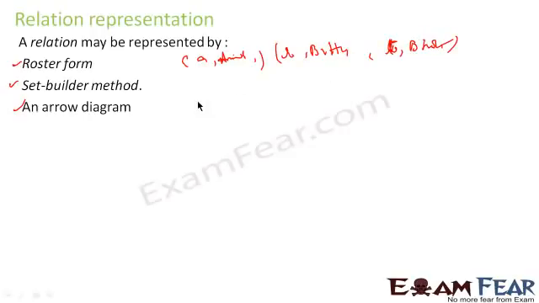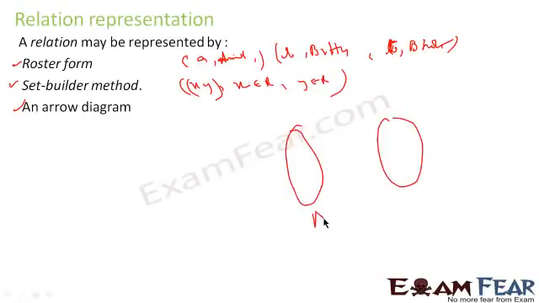Set builder form: when you say X cross Y, then you can say (x, y) where x is a member of R and y is a member of R. Such kind of representation can also be done for a relation. An arrow diagram we have discussed this way. There are two sets A and B. This has elements A, B, C, and this has Amit, Bholi, Bittu. So in this case, we can create an arrow diagram. Such kind of representation is called an arrow diagram.